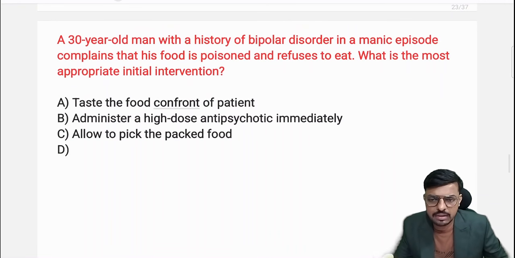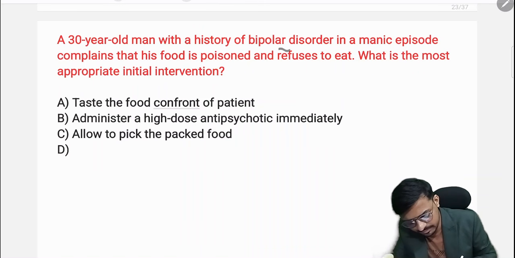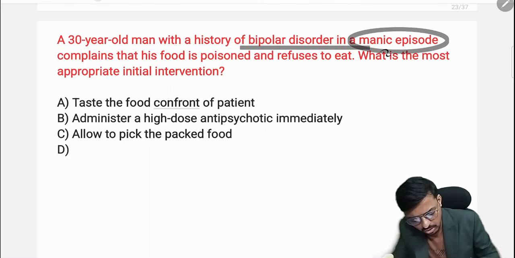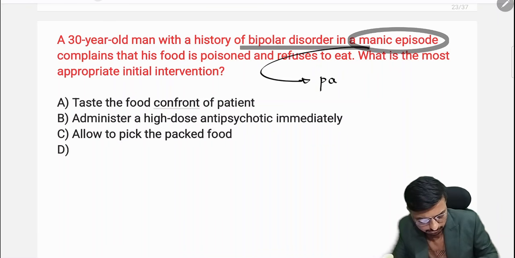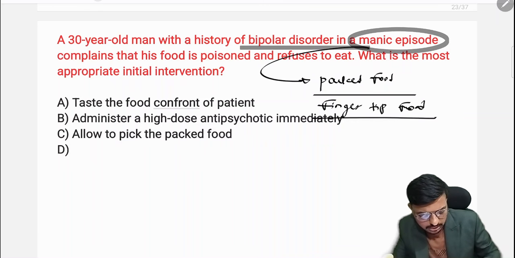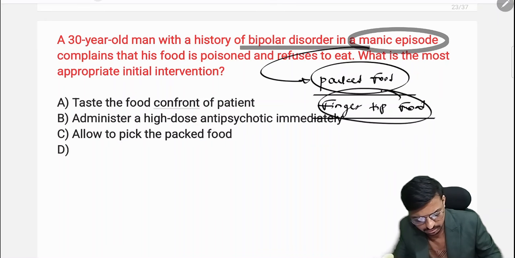A 30-year-old man with a history of bipolar disorder, in a manic episode, is complaining that his food is poisoned and refuses to eat. So what is the most appropriate initial intervention? Beta, the patient is having a manic episode in bipolar disorder. He is now in a manic episode, meaning he is in hyperactive mode. So for this patient, we have to always give packed food and fingertip food, because this patient will not sit in one area, he will keep roaming around. Okay, so easy-to-carry food, fingertip food and packed food which is rich in carbohydrate we will give to the patient.